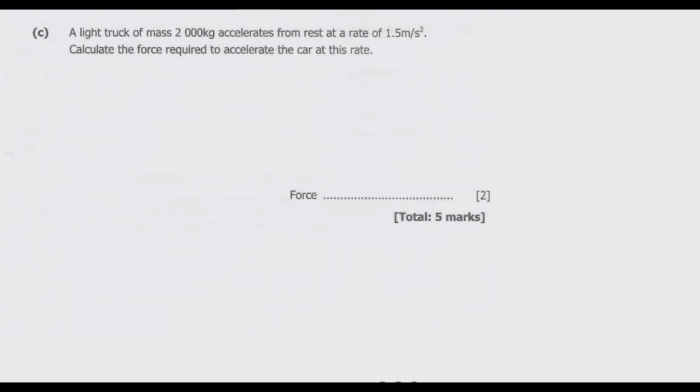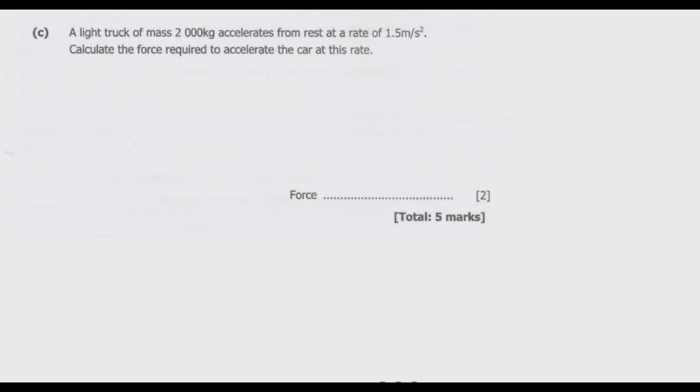Let us move to question C. A light truck of mass 2000 kg accelerates from rest at a rate of 1.5 meters per second square.